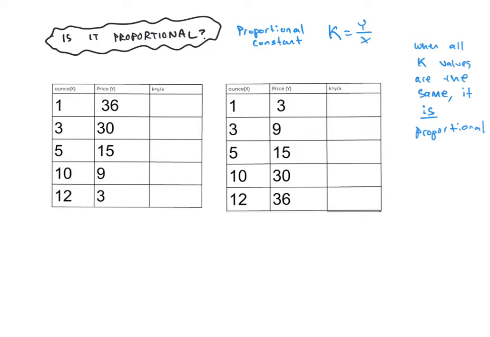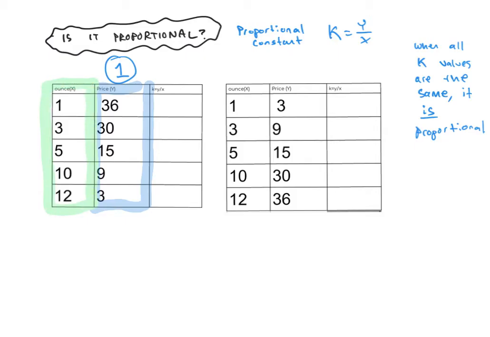All right, let's check it out with a couple examples. One of these tables is proportional and one is not. Let's start with what I'll call table 1. In table 1, we are comparing ounces and price, so price per ounce. And we are going to calculate the k by taking all of our y values, which is in this second row, and dividing them by all of our x values.